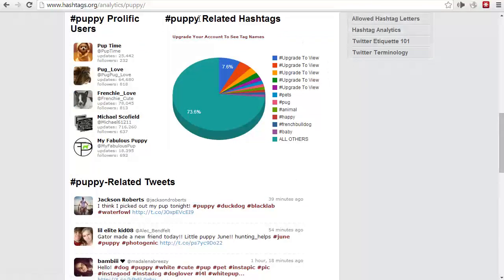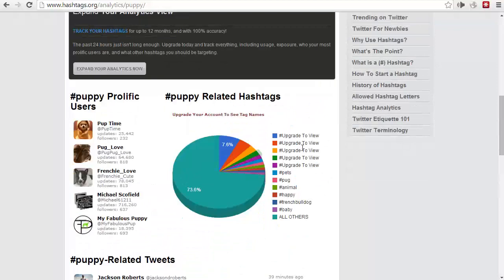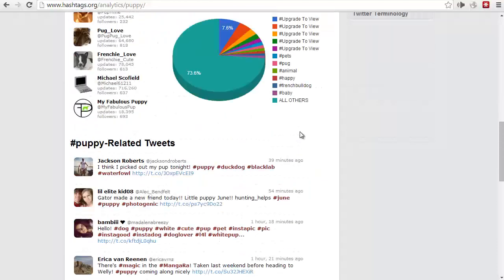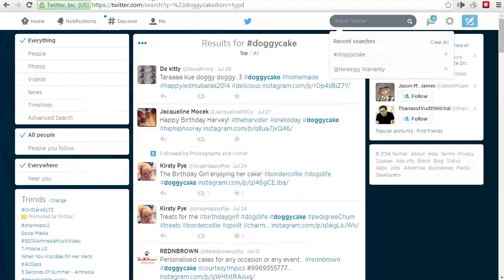Now, this tool has related hashtags, but you have to upgrade. I'm going to show you a way around this. There's actually another tool that you can use to get related hashtags. So really what I'm after here is just the graph. Now, when I have this data, what I do is I move over to Twitter, and twitter.com is here.